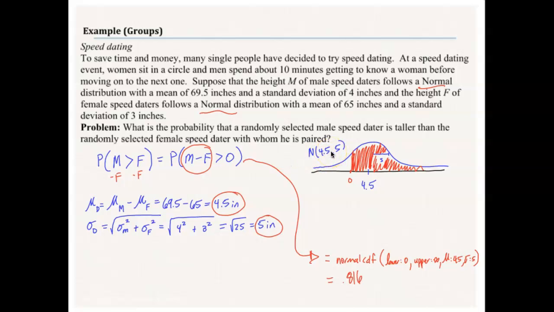So with the statistics they gave us, there's about an 81.6% chance that the male speed dater is taller than the female speed dater. Don't know why that matters.